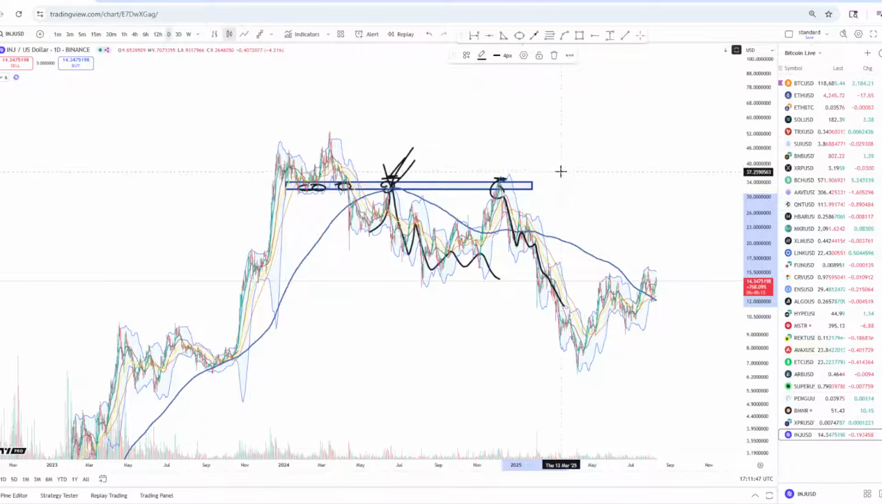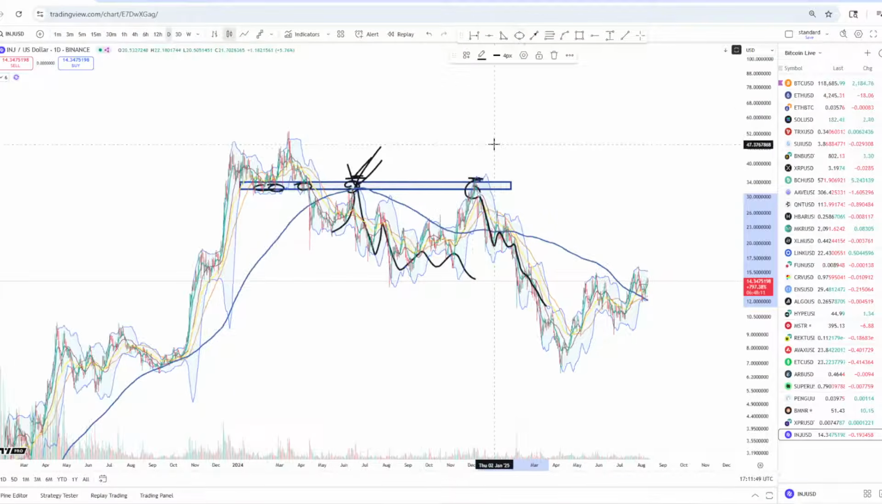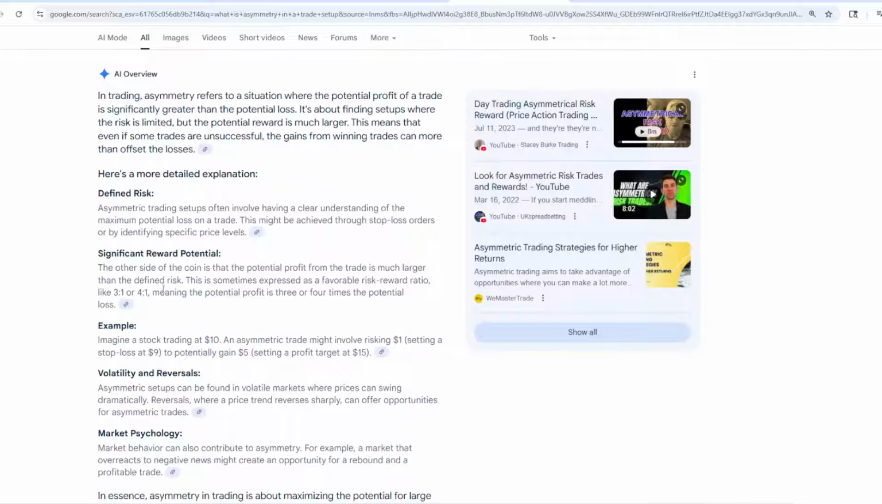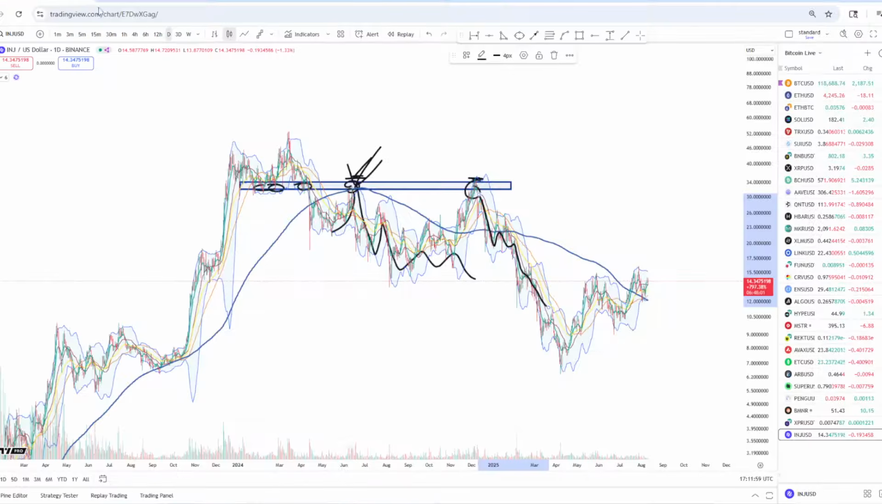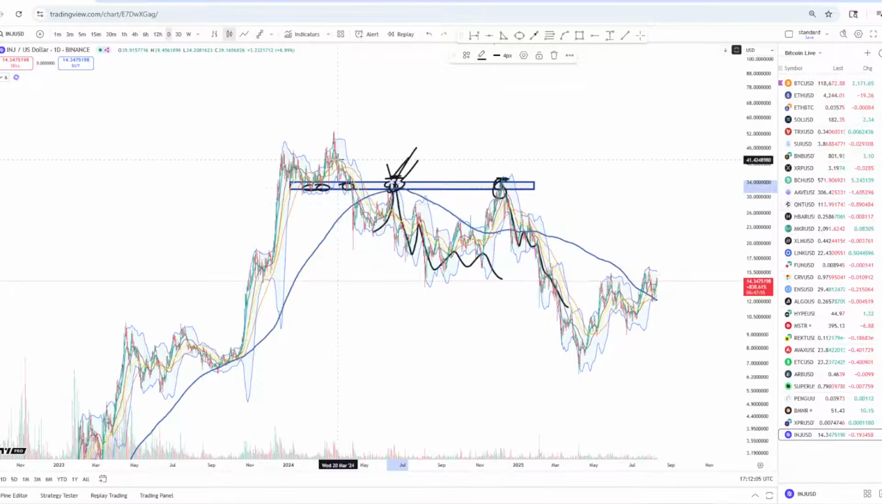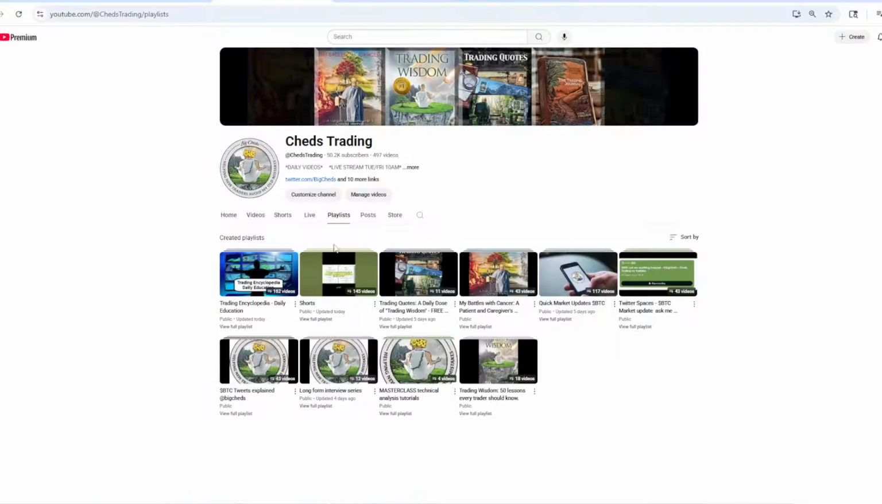So the idea with asymmetry in a trading setup is making sure that whatever your stop loss is, the reward is at least 3-to-1, if not more. And to gain this, you want to make sure that you have price interaction with the key level, entering as close as possible to that key level. This is asymmetry in a trading setup.